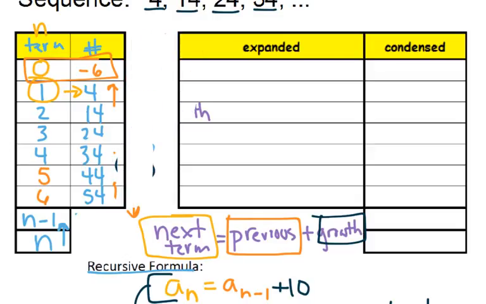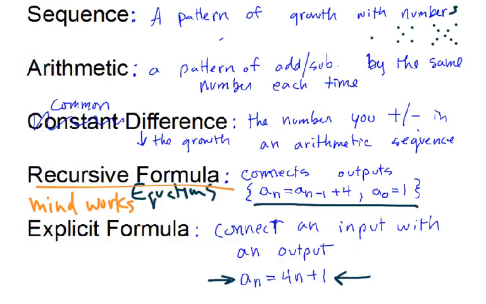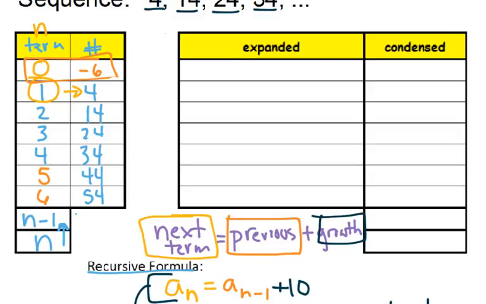Alright, so let me erase a few things. The explicit, as we said, connects an input with an output. The recursive formula is great for building a table and great for understanding the growth and where you start. But you don't want to keep going down here to find the 100th term. So we want to connect these numbers this way. Recursive connected them down here. We now, using explicit, want to connect them across.